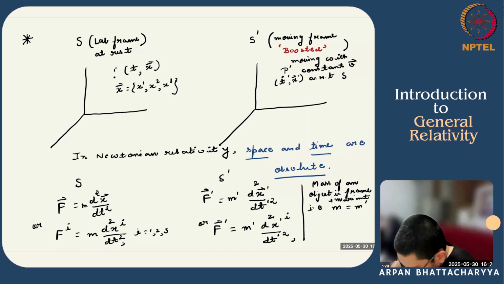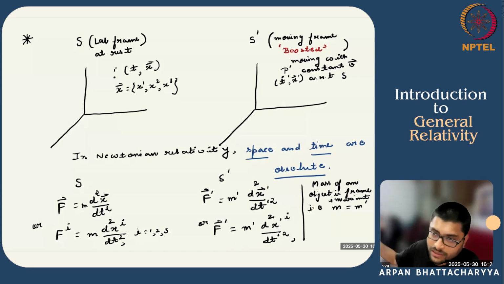Okay. And similarly, the same form of the equation holds in S prime. So we denote these by a superscript prime. So F prime is equal to m prime d2 x prime over dt prime squared, and in the component form this is given. So prime denotes that it is in the boosted frame. We know that the mass of an object is a frame invariant constant. So we will set m equal to m prime.